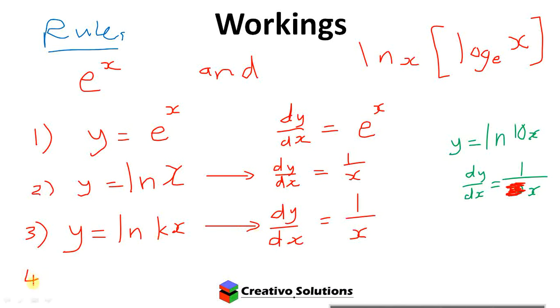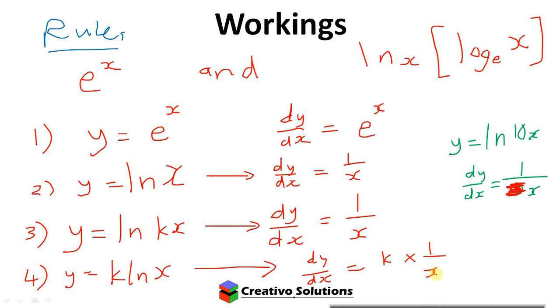The last one that we need to study is this. When I have y equals k ln x, now the k is outside the ln, meaning it's a constant. The answer, in terms of the derivative, dy over dx, is going to be k times 1 over x. And that's the rule. Then we just need to apply those things. So those are the 4 that you need to study.